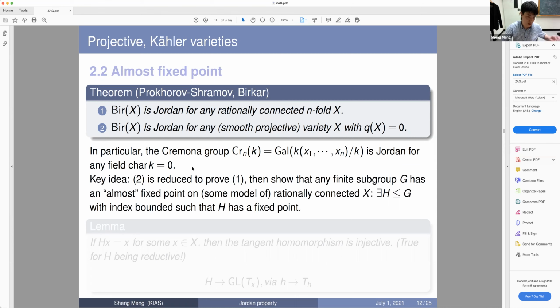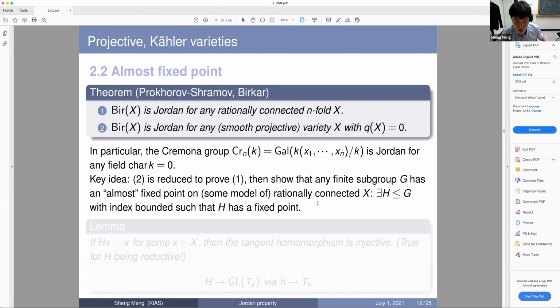The key idea is that 2 can be reduced to prove 1, and then we show that any finite subgroup of G has an almost fixed point on some smooth model. This is by taking G-equivariant resolution and G-equivariant compactification. And we can show that on such a model, G has an almost fixed point, meaning that there is some subgroup H with index bounded by a constant determined only by the dimension n, such that H has a fixed point on this good model.